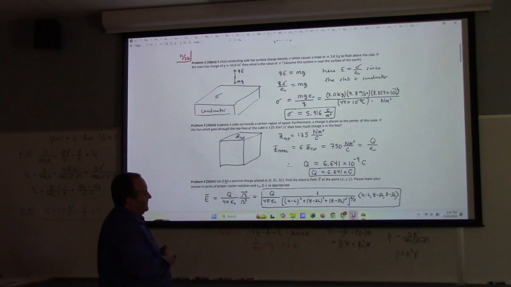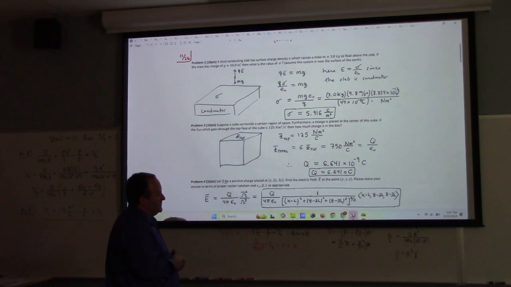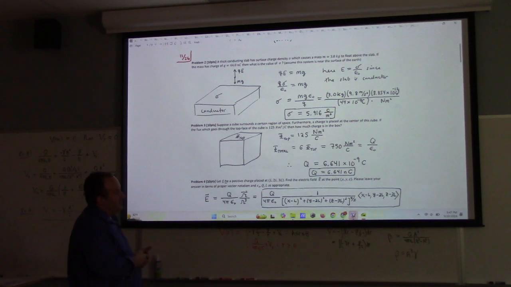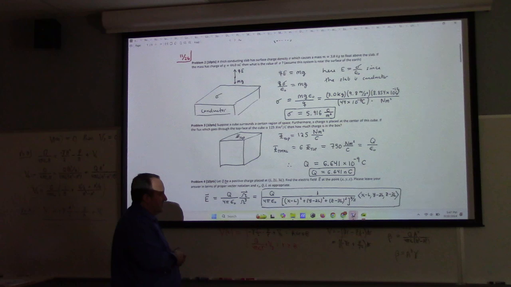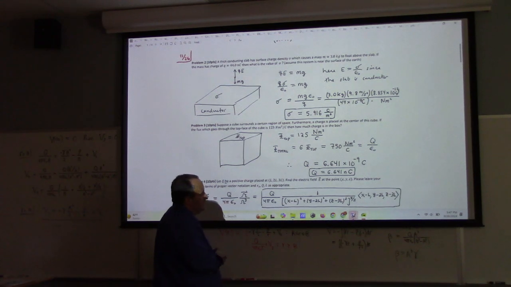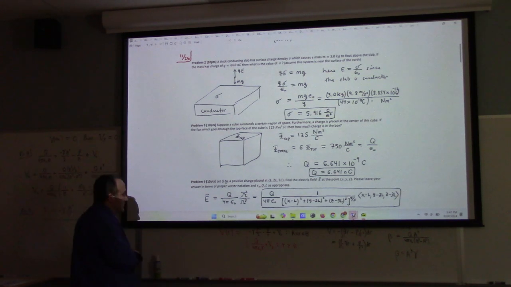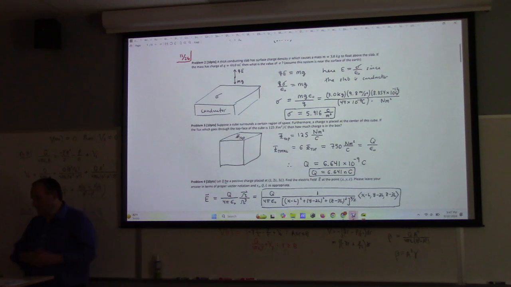So on the other hand, since the flux through each face is the same, 6 times the flux on the given face is the total flux, which is 750 newton meters squared per coulomb, which when I solve for Q, upon multiplying that by epsilon naught, I get 6.41 nanocoulombs, like so.